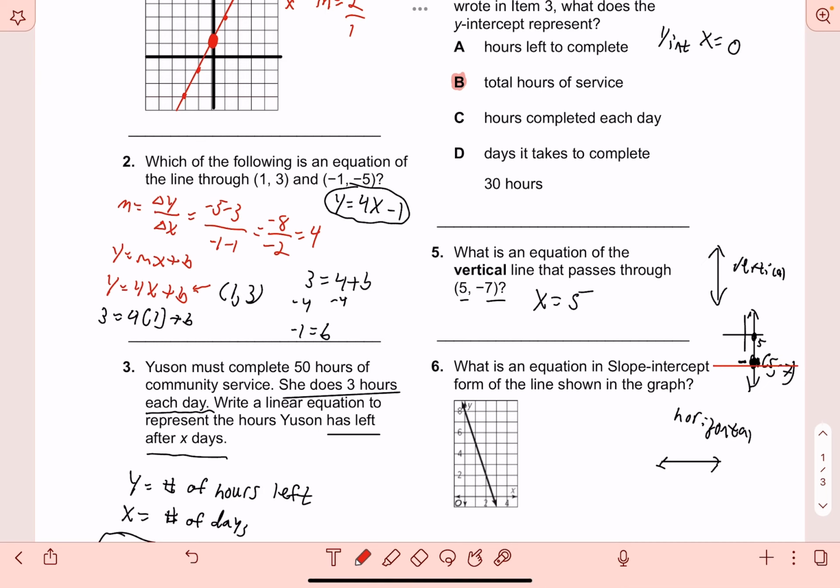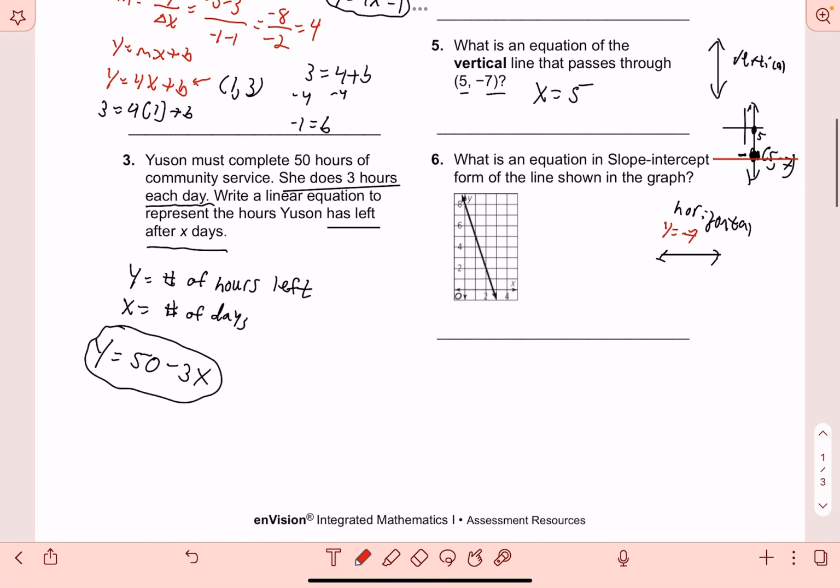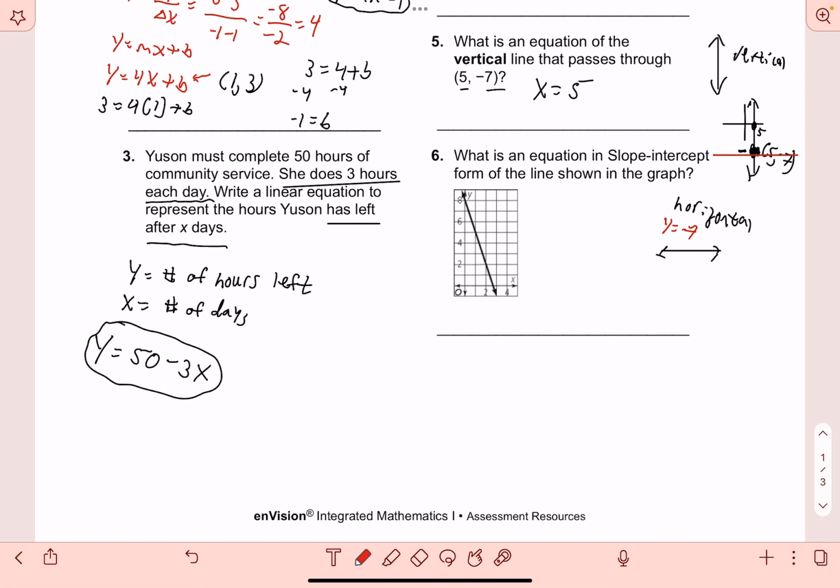Notice it doesn't cross the x, so there's no x in the equation, and it's going to be y equals -7. Okay, there you go. Now, what is an equation in slope-intercept form of the line shown in the graph?